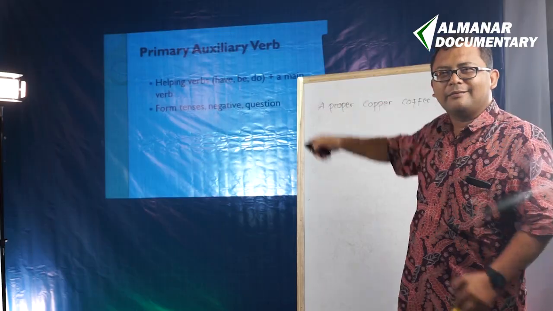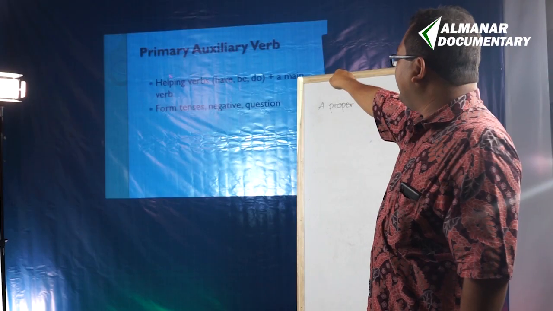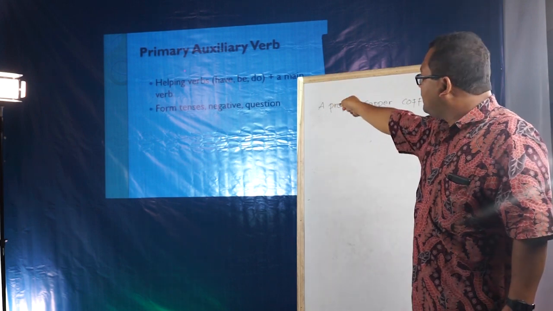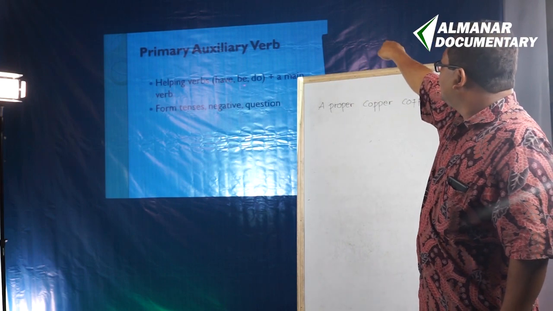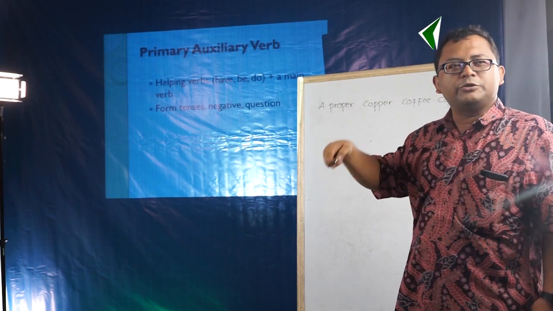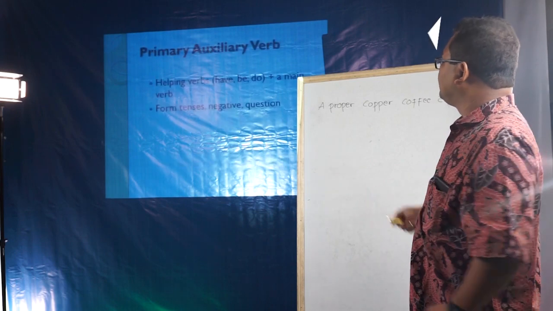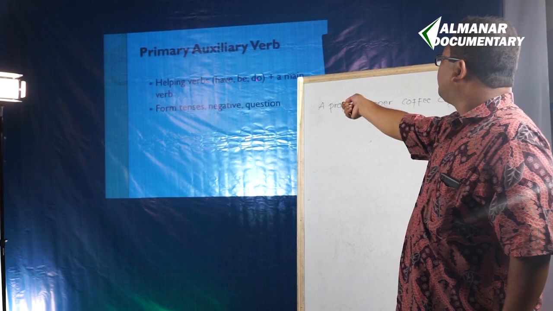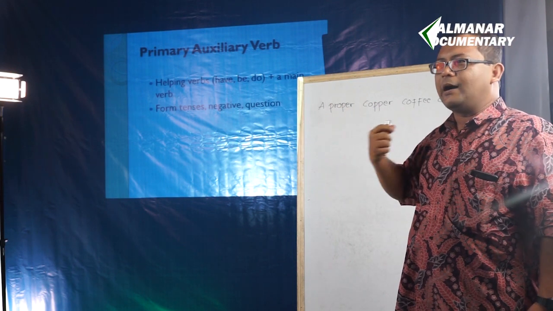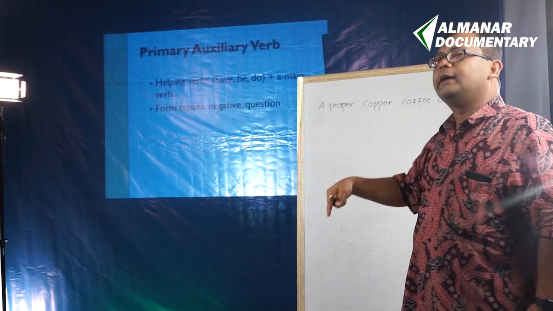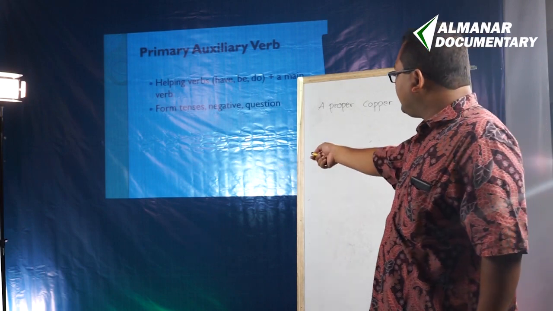How does it work? Look, it will help the verb. It is a helping verb. Auxiliary verb means helping verb. Have, be. I will show you what be is later. And then do plus a main verb. Do you know main verb? I stand here. In order to make question form, and it forms tenses.